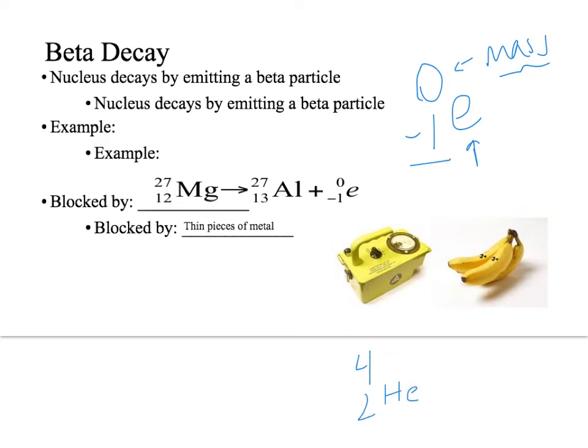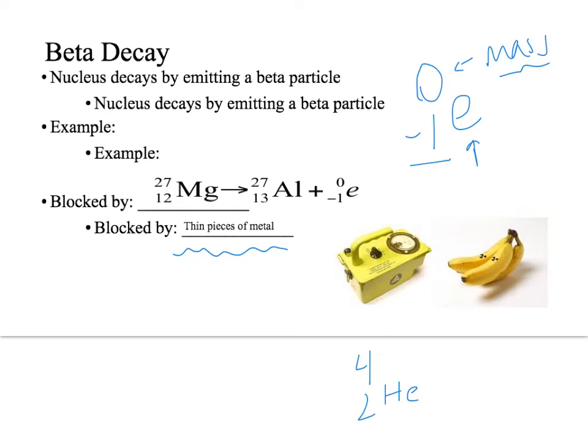So these move way quicker, and so they need something a lot more dense in order to block them. What we consider the minimum for blocking a beta particle would be thin pieces of metal, like aluminum foil, a thin piece of copper, metal foil of some kind.